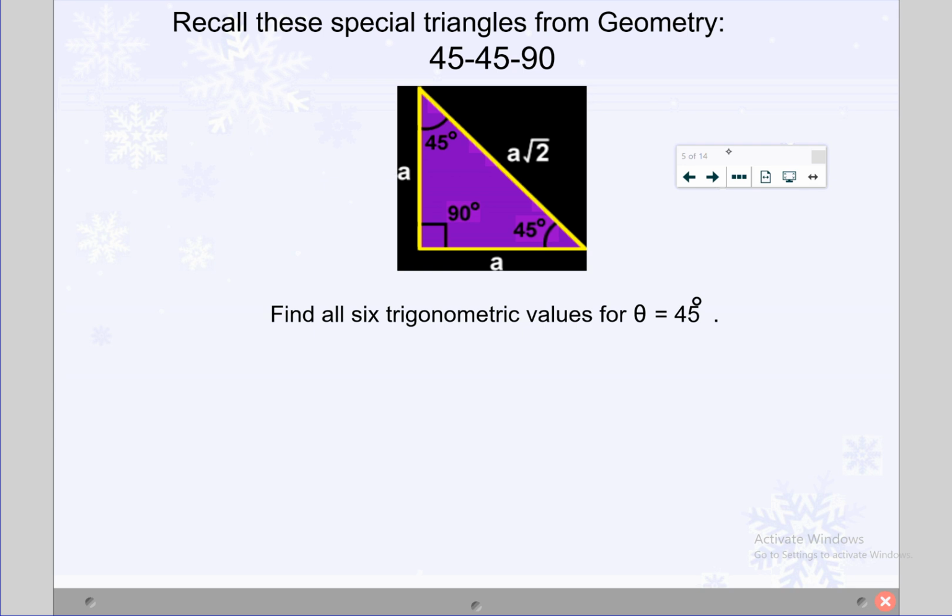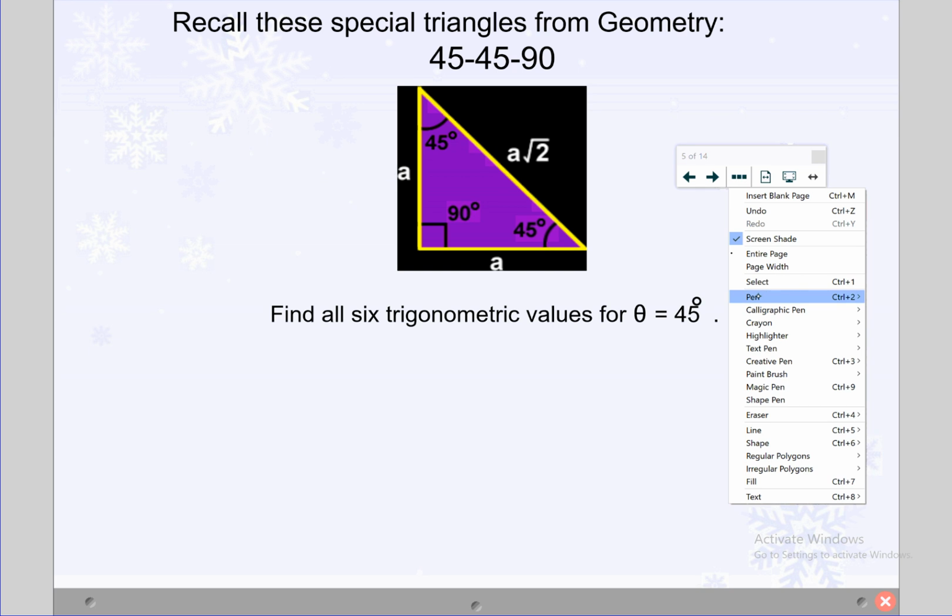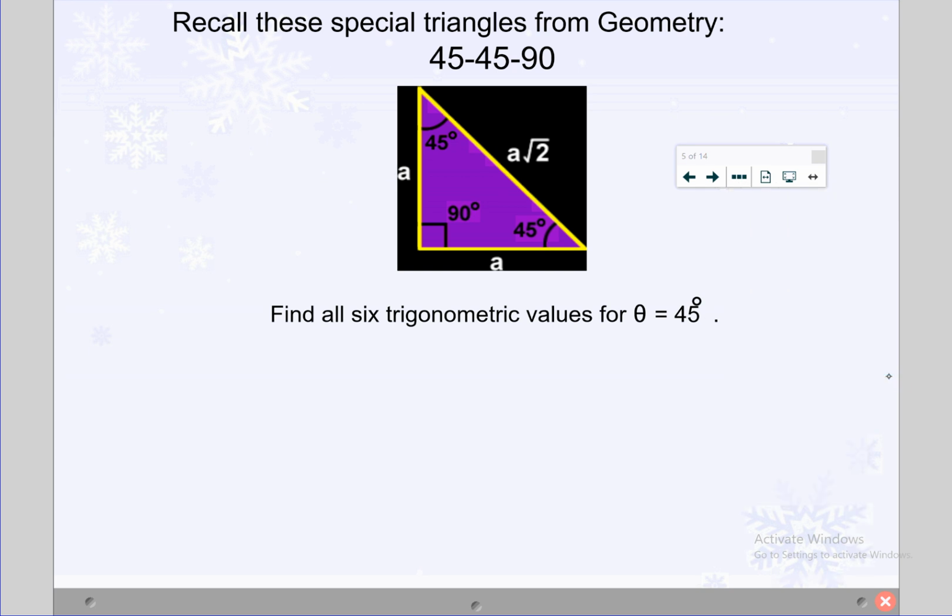All right, so here we know the angle. So when I write my trig ratio, instead of sine theta, it's going to be sine of 45 degrees. I know the angle. The angle always goes next to my trig function. And then next to that, we're going to do the ratio. So the ratio for sine is opposite over hypotenuse. Well, an opposite side is going to be A in this picture. And the hypotenuse in this picture is A rad 2.